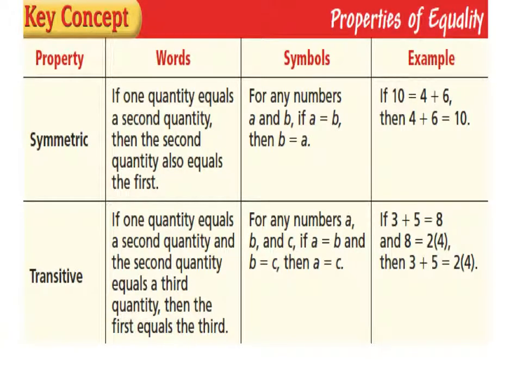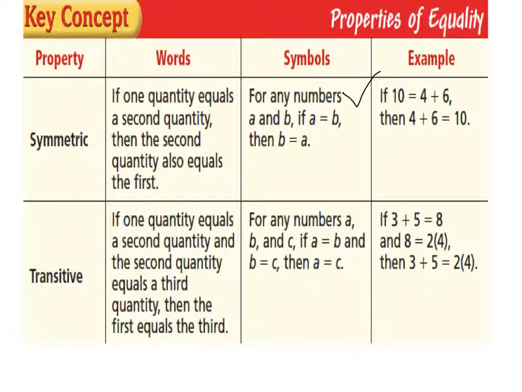Alright, we have some more key concepts. These are properties of equality, saying that an equation is equal if it's symmetric. Symmetric is if one quantity equals the second quantity, then the second quantity also equals the first. If you look at the example here, if 10 is equal to 4 plus 6, then it stands to reason that 4 plus 6 is equal to 10.